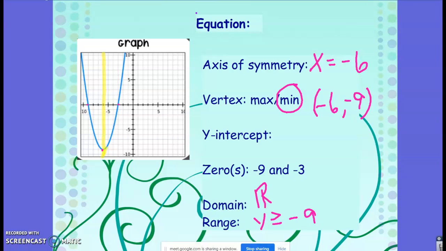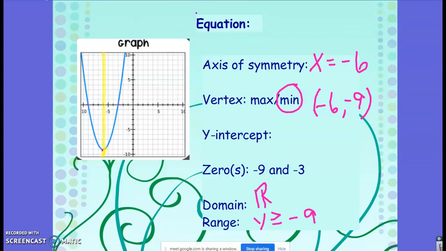So now we have to figure out how to write our equation. I'm sorry, I just had a brain fart. So when we're writing our equation, we are going to, this is so much easier in the classroom.